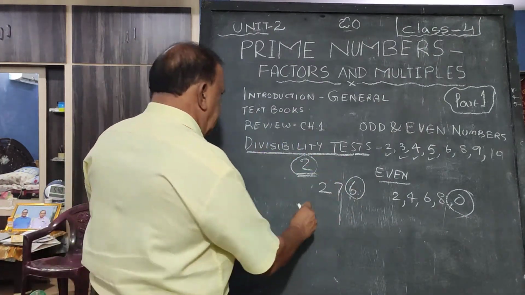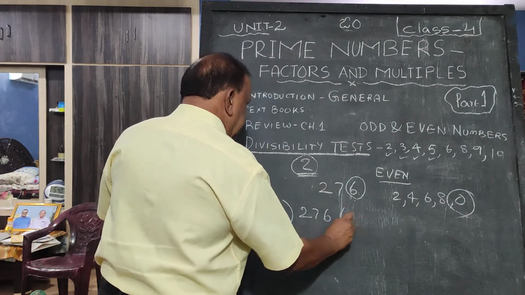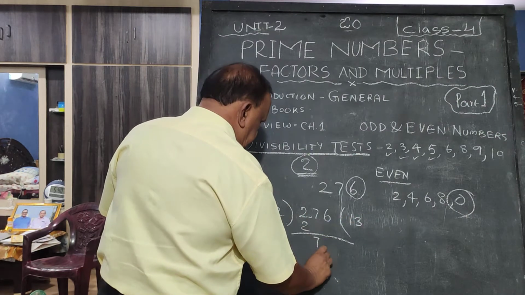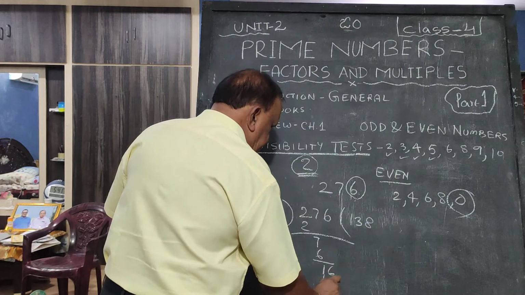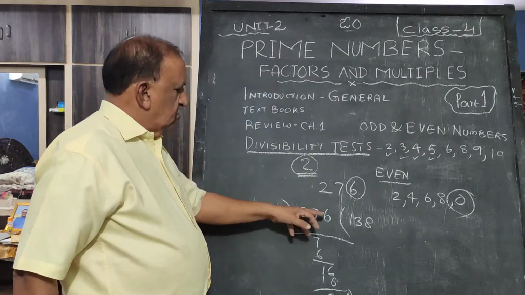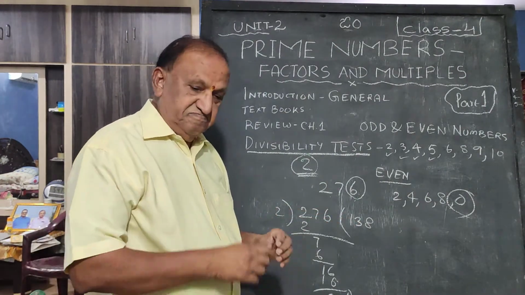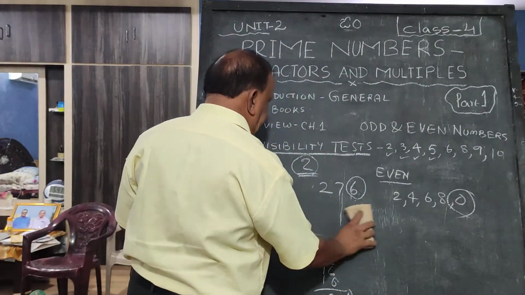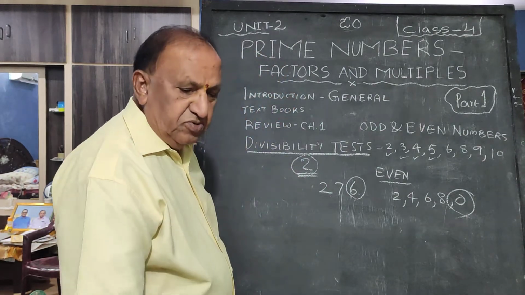Let us try it. See this 276. If you divide by 2, 2 times 1 is 2. Take it out, 7. 2 3s are 6. 1, 6, 16. 2 8s are 16. So the remainder is 0. So 276 is divisible by 2. But we want to find out some techniques: given a number, how to find whether it is divisible by 2 or not.